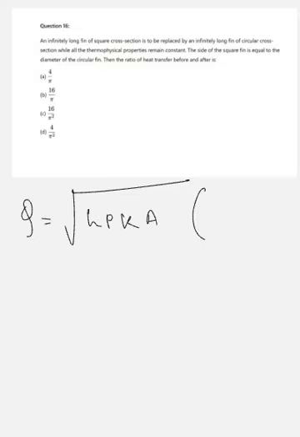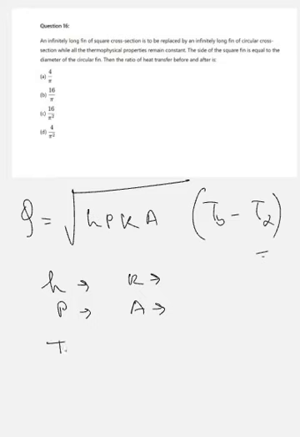Now first, let us recall the formula for the heat transfer from an infinitely long fin. For an infinite fin, we can say Q is equal to root over of h P k A into (T_b minus T infinity). Where h is the heat transfer coefficient, P is the perimeter of the cross section, k is the thermal conductivity, A is the cross sectional area, and T_b minus T infinity is the temperature difference.